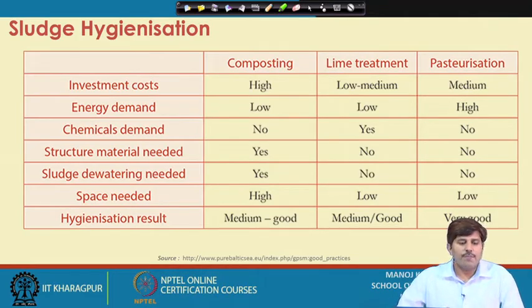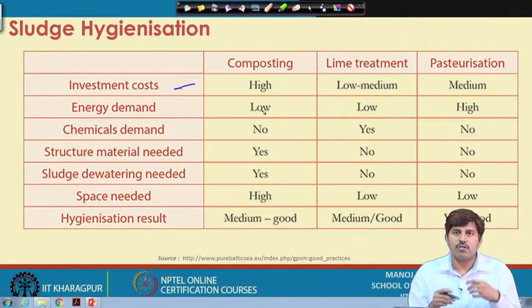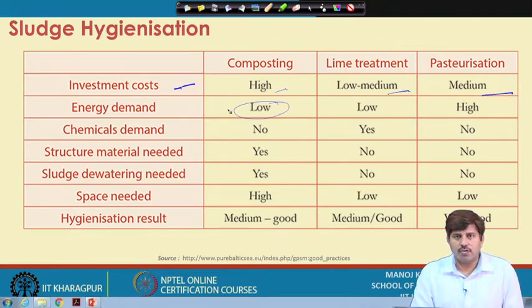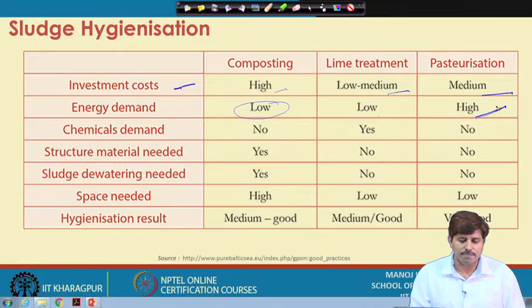So, let us compare these different methods: composting, lime treatment and pasteurization, which are the common methods, based on various criteria. If we see the investment cost, composting investment cost is relatively higher because we need the land area and other things. Lime treatment is low to medium, and pasteurization is medium cost. Energy demand is low for composting; not much energy is required. You may need some for turning or those kinds of things, but otherwise not. Lime treatment is also low, but for pasteurization the energy demand is quite high.